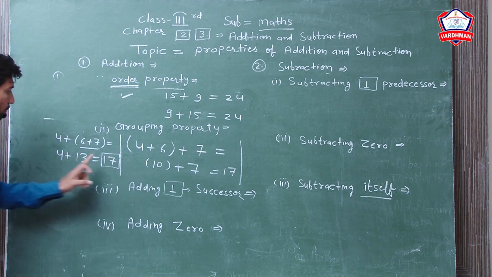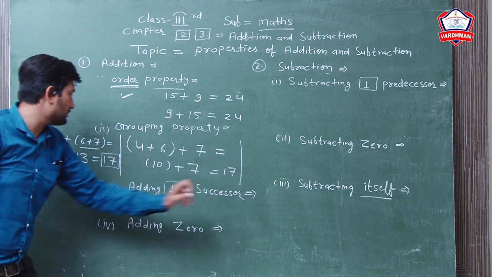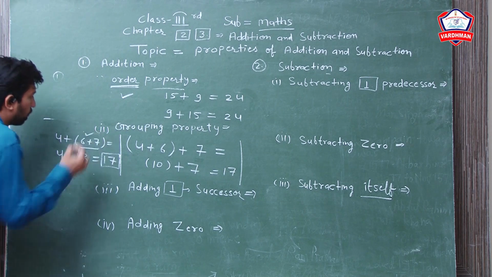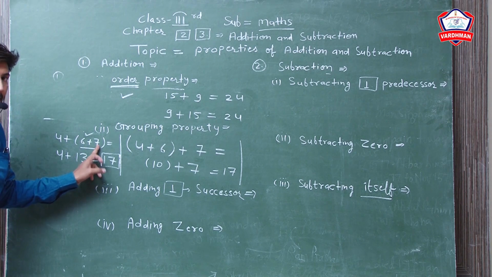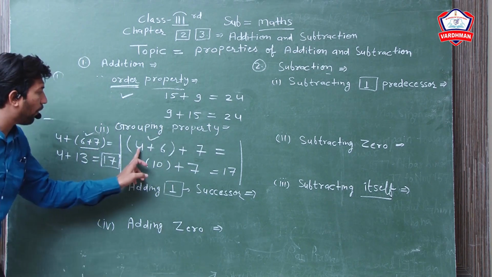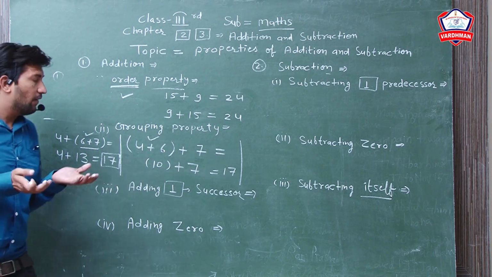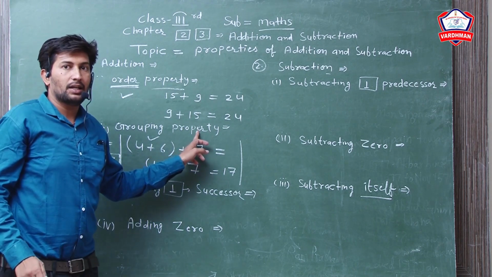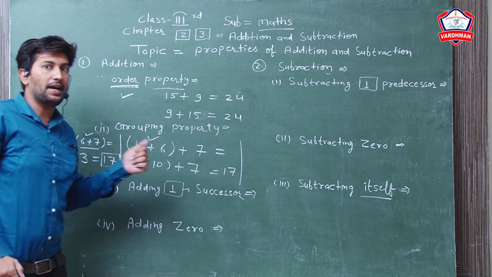You can see both results are the same: 17 and also 17. First group 7 and 6, second group 4 and 6. Now you can see that when we interchange the group, the property is also not represented in addition.